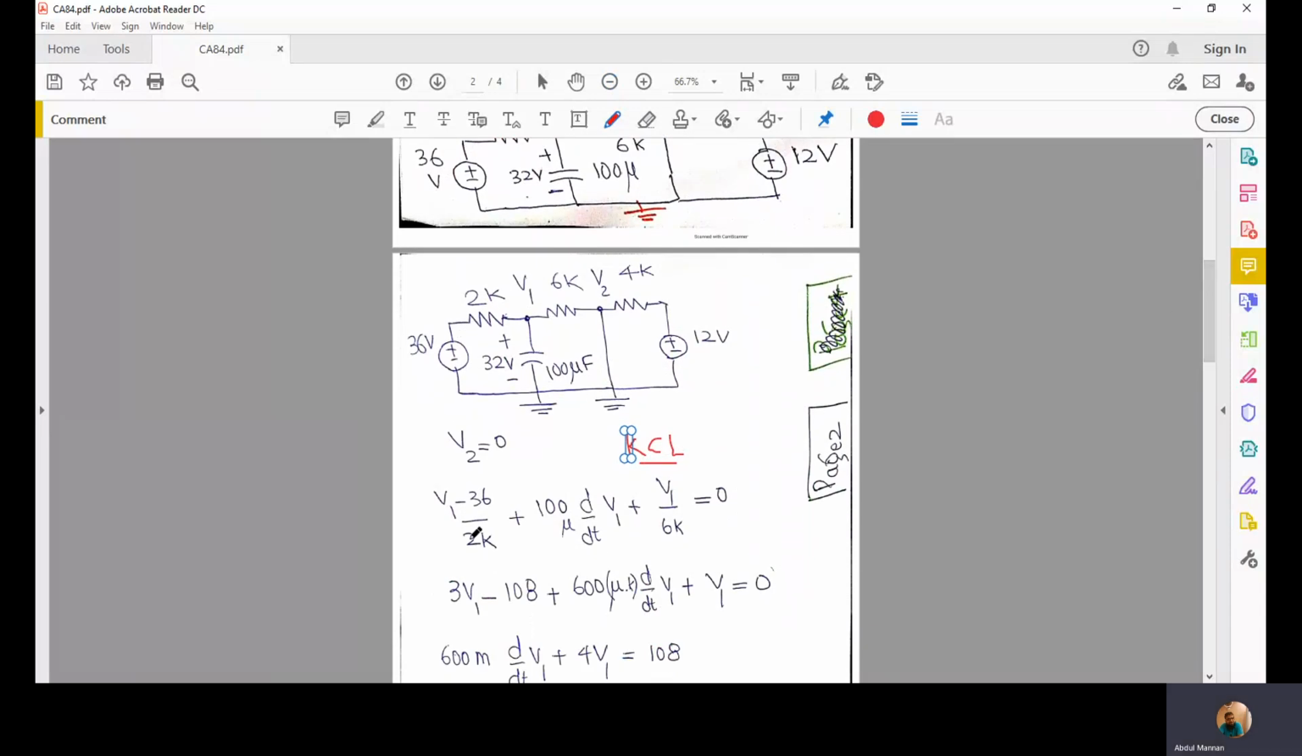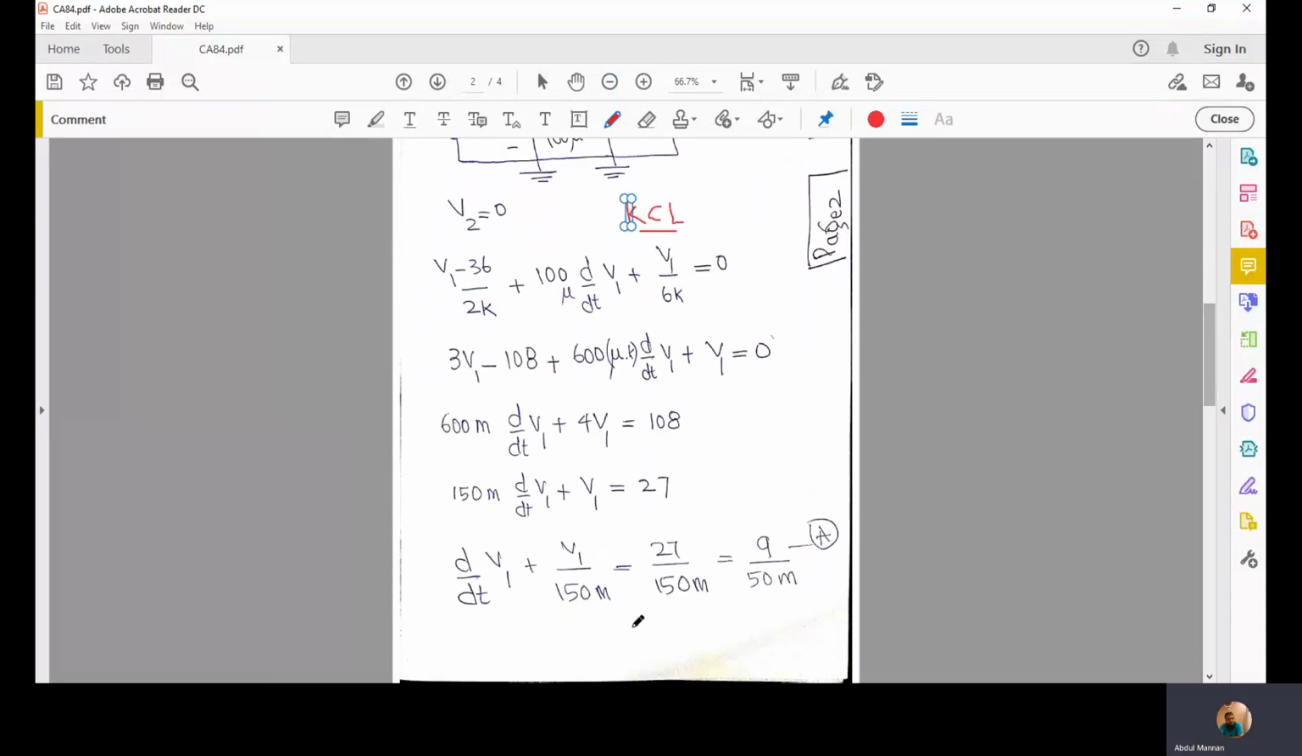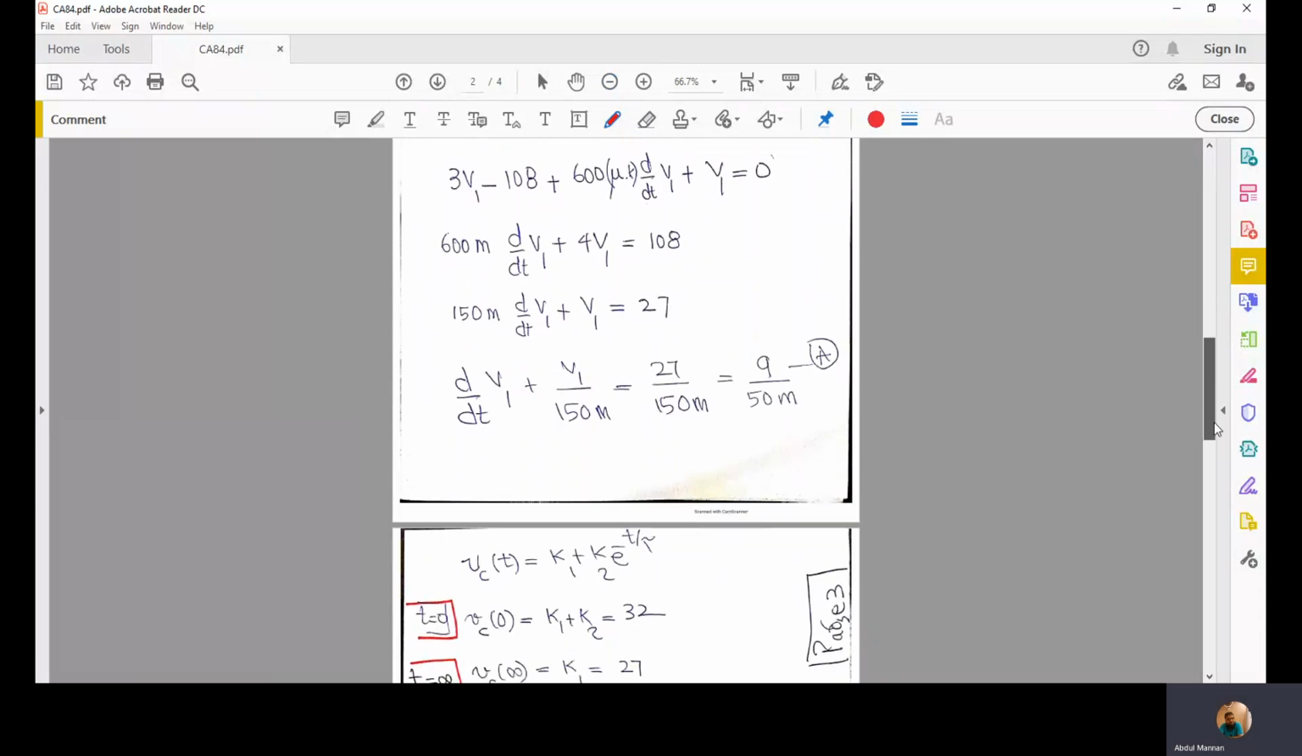So V1 minus 36 divided by 2K, and we know that current through this capacitor would be C times dV by dt, plus V1 over 6K is the current flowing in this branch, and I have written 0 instead of V2 because V2 is directly connected to ground. Solving this gives us d by dt of V1 plus V1 over 150 milli is equal to 9 over 50 milli.